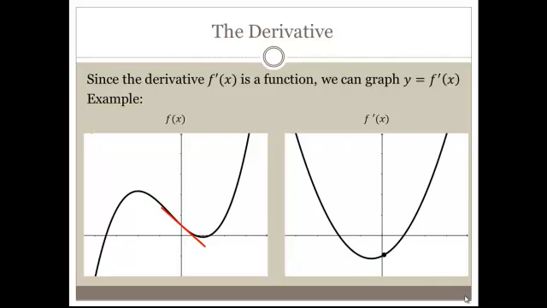Again, anywhere that the derivative is negative, our function is decreasing. And anywhere that our derivative is positive, our function f of x is increasing. Understanding the relationship between f of x and f prime of x is going to be our main focus for much of the rest of the course.